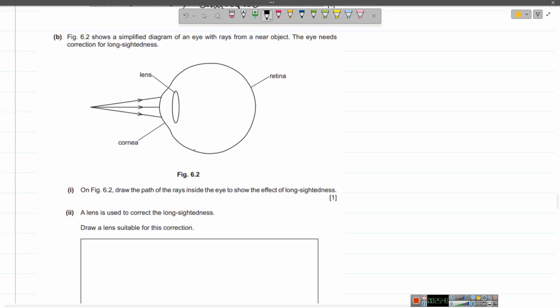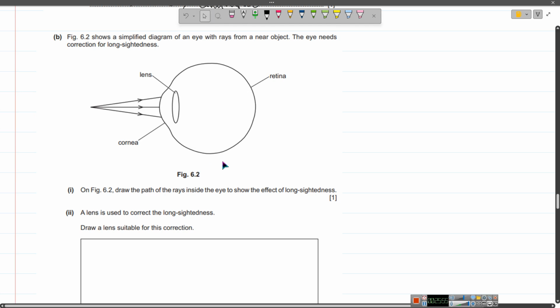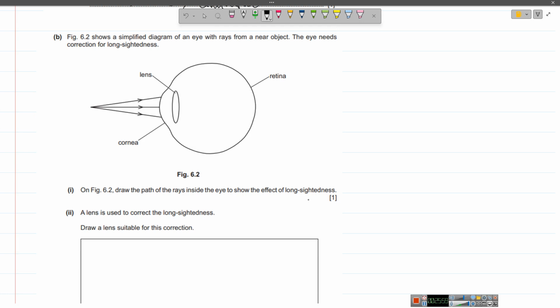Okay. Simplified diagram of the eye and the near object. The eye needs correction for long distance. On the figure, draw the path of the rays to show long-sightedness. So long-sightedness, you do know that the rays of light are going to come through. I'm just going to draw one, and the way I just told you in the previous question, they form at the back of the image, so this is where the image is going to form. So on the figure, I have drawn this. This is the image. Do mention the word image here.